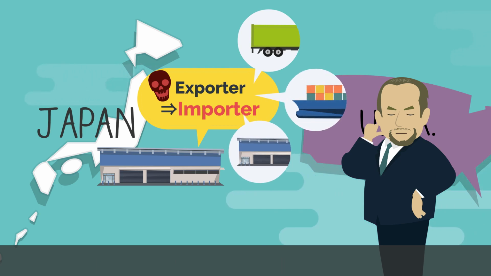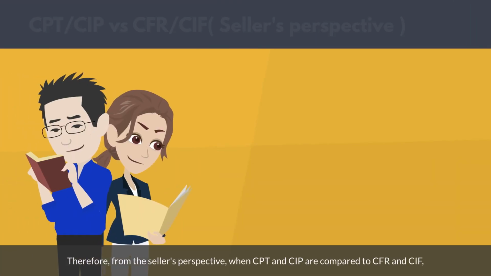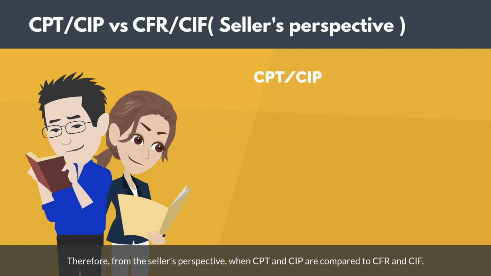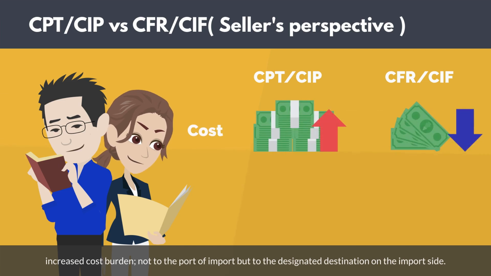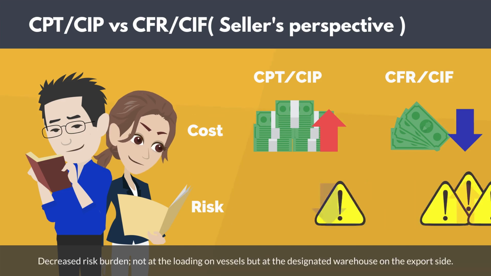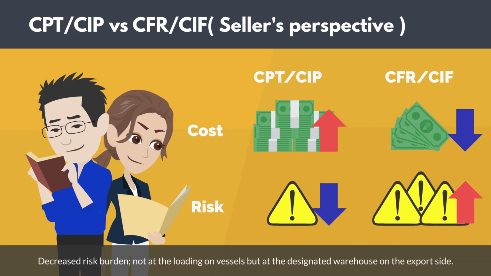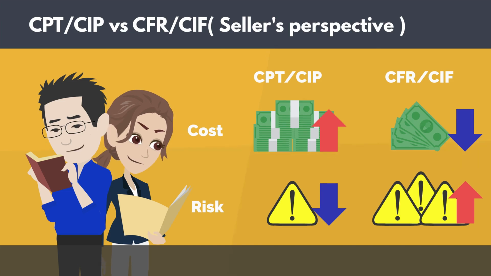After that, the importer is responsible for any problems that occur during vanning, in the yard, or when the cargo is loaded onto the vessel. Therefore, from the seller's perspective, when CPT and CIP are compared to CFR and CIF, there is an increased cost burden, not to the port of import but to the designated destination on the import side, and a decreased risk burden, not at the loading on vessels but at the designated warehouse on the export side.